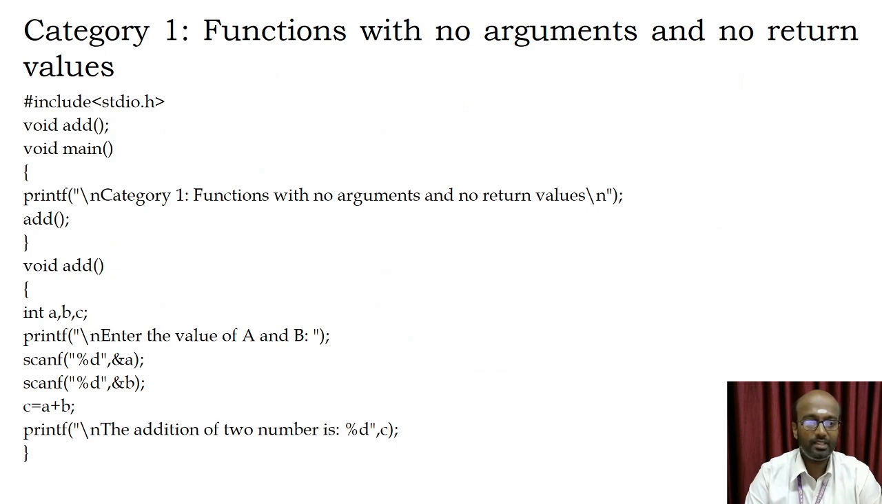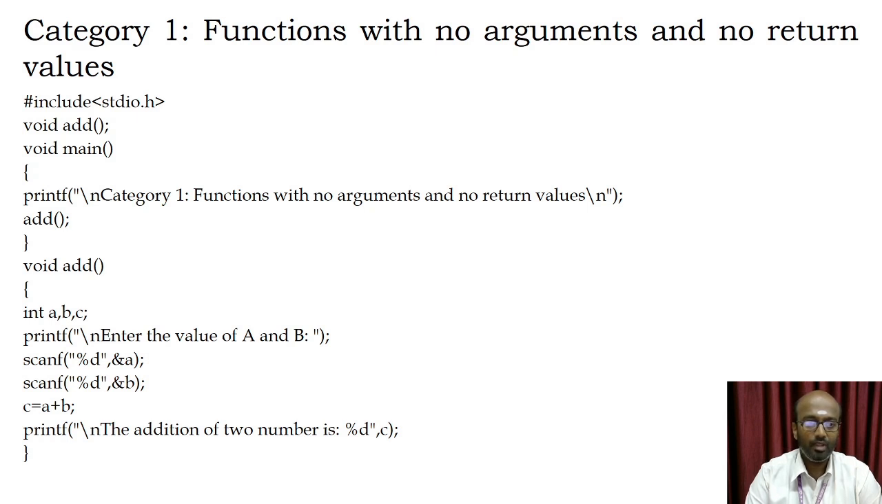Category 1. This is the example for the first category, function with no argument and no return values. In the function declaration, we have given a function named add. It has no return value since it is mentioned as void, and it has no arguments. In main, we have just called the function add, and in the function definition of add, we have declared three variables a, b and c. We have received two variables input a and b. The values are added and stored in c, and the value of c is printed.